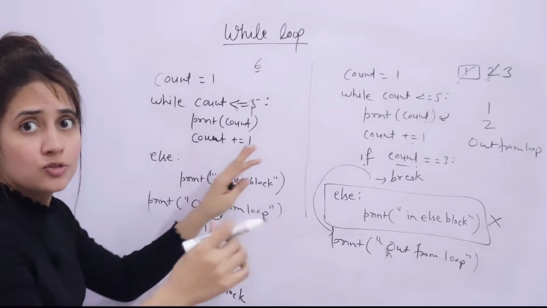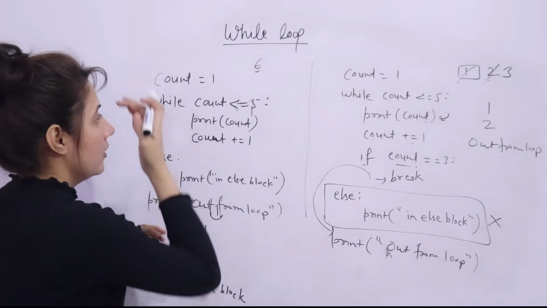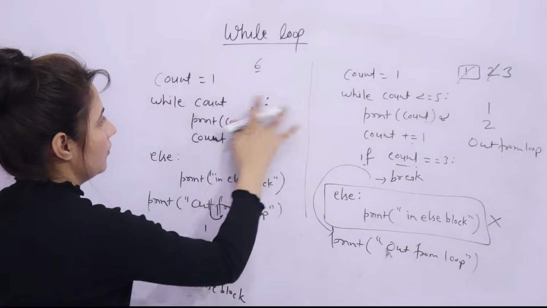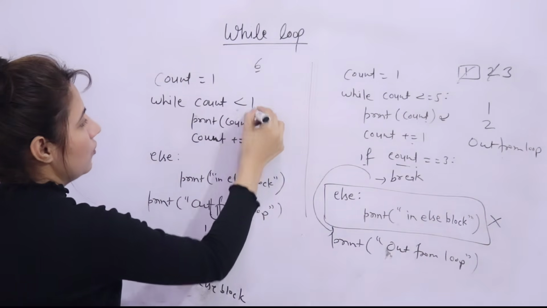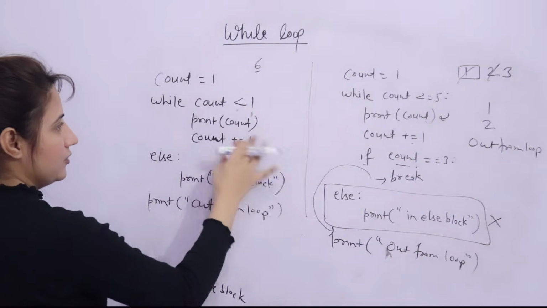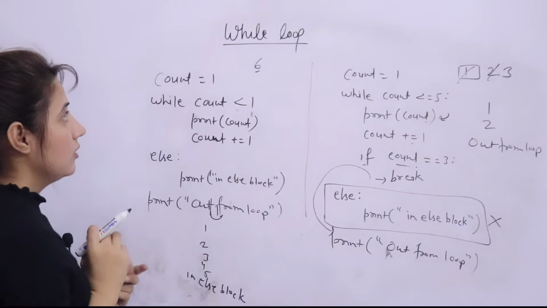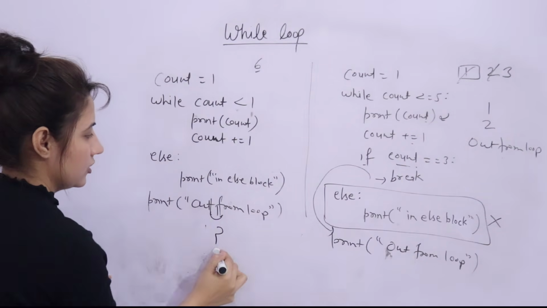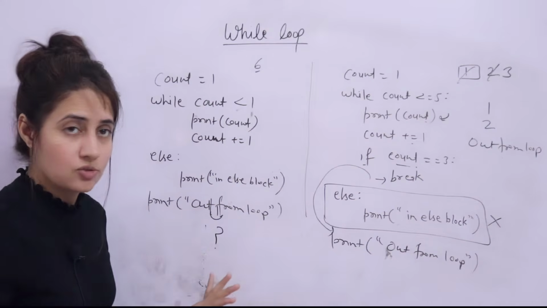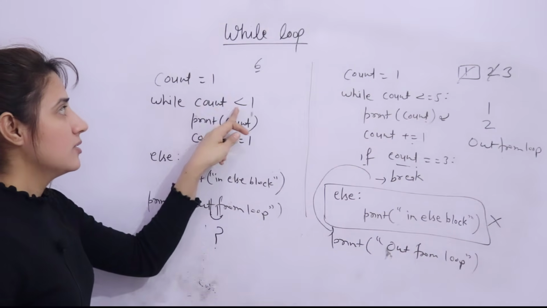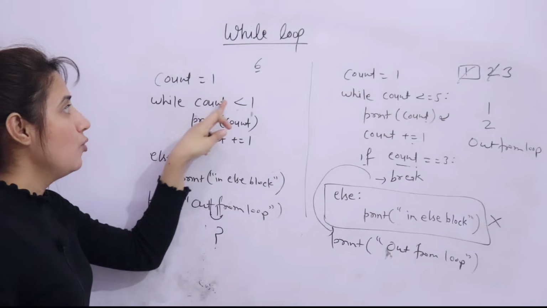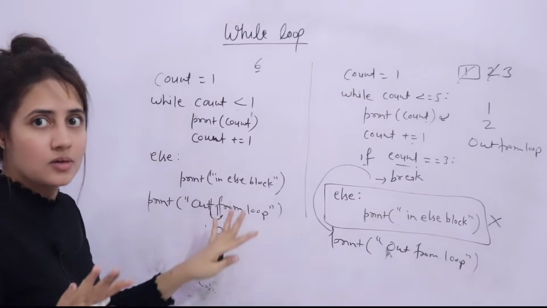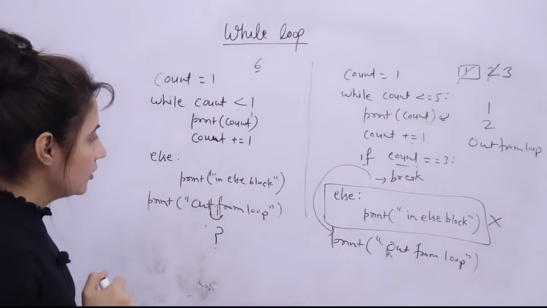Now here is a quiz question for you. If I modify this something like this, count less than 1, and the same print count and all, what would be the output in this case? This is for your assignment. You have to let me know in the comment section, right? I have just updated this condition. Everything is same, count less than 1. This is the condition this time. So what would be the output in this case?